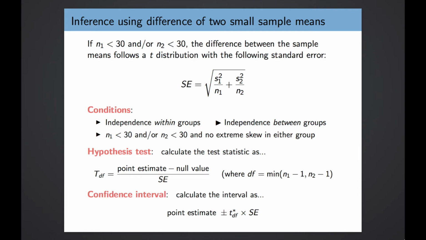The degrees of freedom for this test is going to equal the minimum of the first sample size minus 1 or the second sample size minus 1. So you calculate both of those, the first sample size minus 1 and the second sample size minus 1, and whichever one is lower is the degrees of freedom for your t-distribution. And then you calculate your confidence interval by taking your point estimate plus or minus a critical value with the correct degrees of freedom times the standard error that you calculated. And that is the hypothesis testing approach for this situation where you have small samples and you want to find the difference in those means.